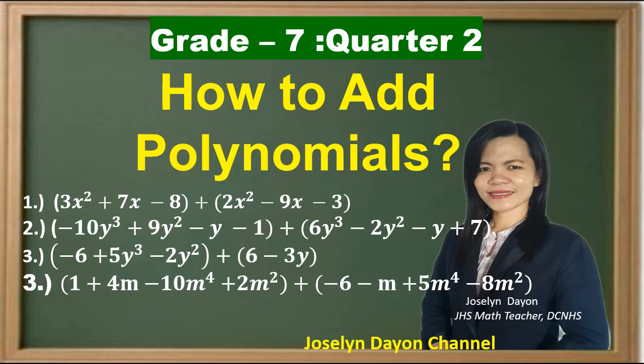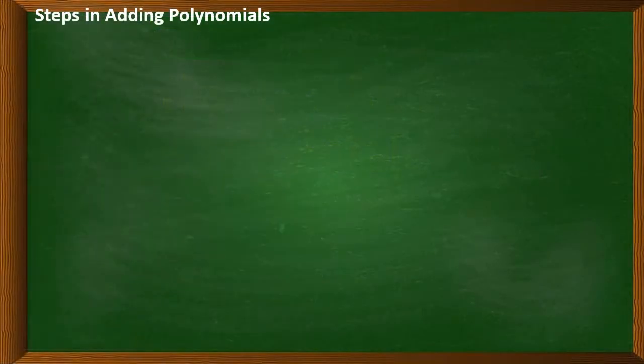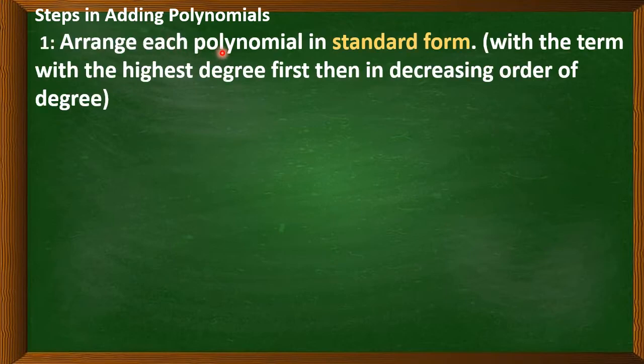For today's video, I'll be discussing how to add polynomials. Let's begin with the steps in adding polynomials. Step 1. Arrange the polynomial in standard form. Meaning to say, we're going to arrange the term with the highest degree first, then in decreasing order of degree.